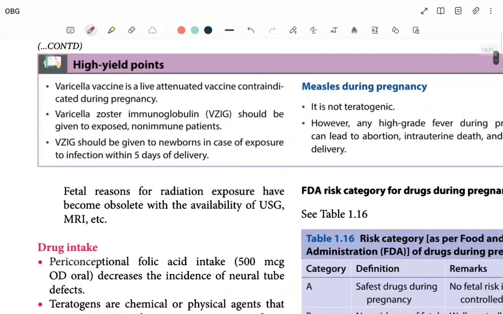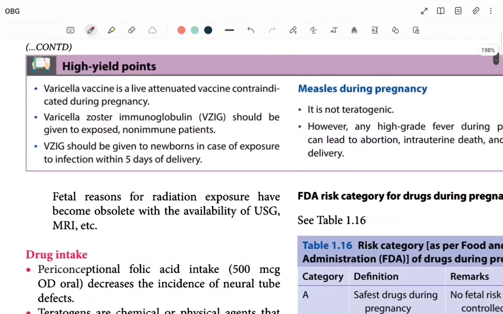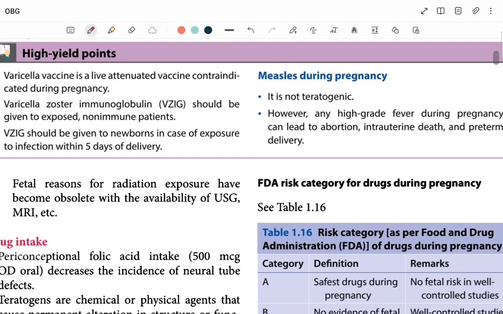Varicella vaccine is a live attenuated vaccine contraindicated during pregnancy. Varicella zoster immunoglobulin should be given to exposed and non-immune patients. Varicella zoster immunoglobulin should also be given to newborns in case of exposure to infection within 5 days of delivery.